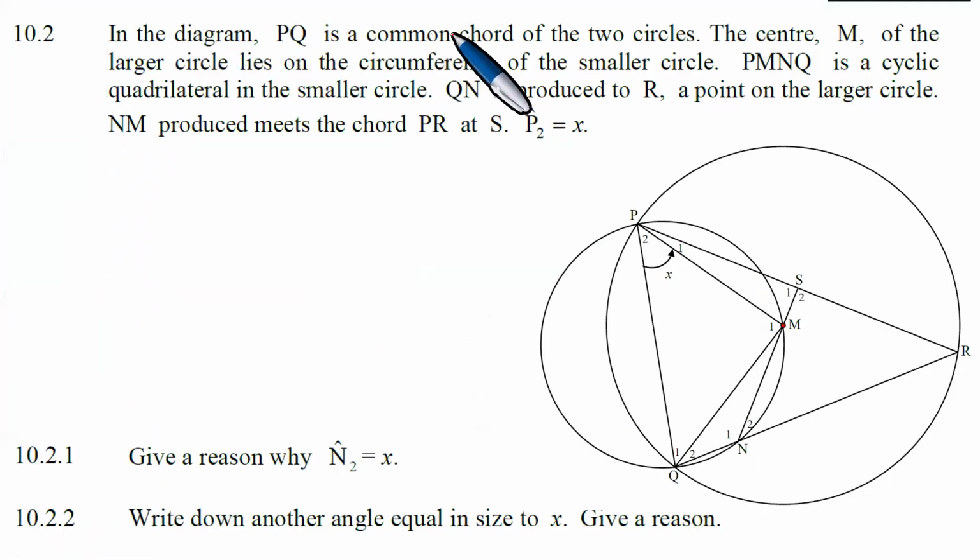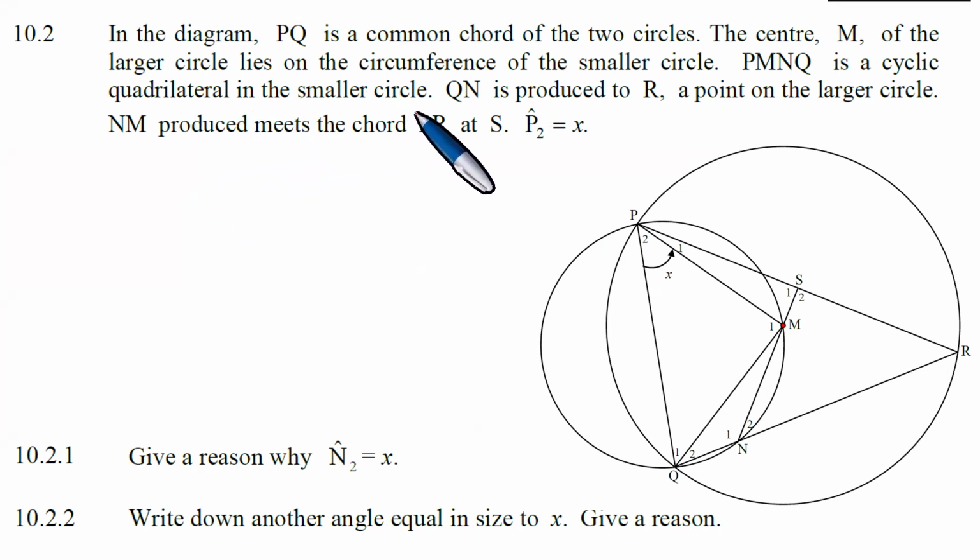In the diagram, PQ is the common chord of the two circles. We can see P here and Q there. And indeed, PQ is a common chord, which suggests that it is a chord of the smaller circle, but also a chord of the larger circle. The center, M, of the larger circle lies on the circumference of the smaller circle, as shown in the diagram. PMQN is a cyclic quadrilateral.